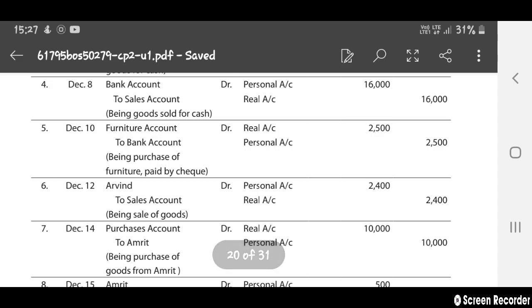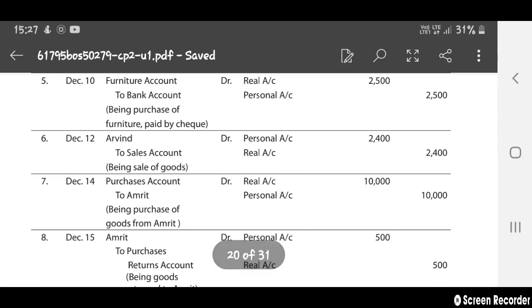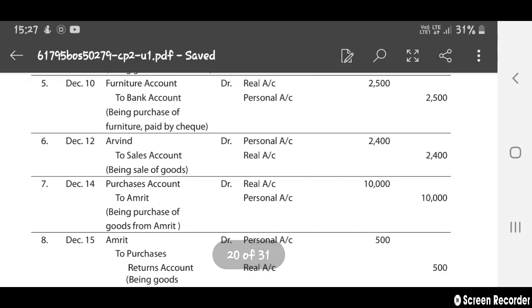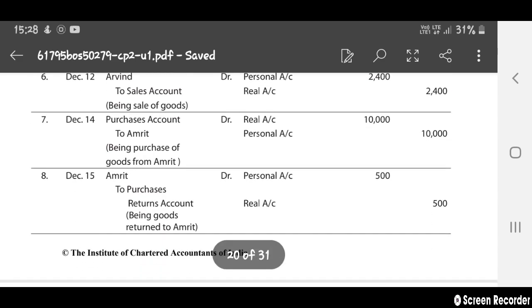Next, our fifth journal is December 10th. On December 10th, furniture account to bank account, being purchase of furniture we have paid by check. Furniture is their real account, and from our bank account we are giving the money, so therefore it is our personal account. So from our personal account we have debited rupees 2500 and credited 2500.